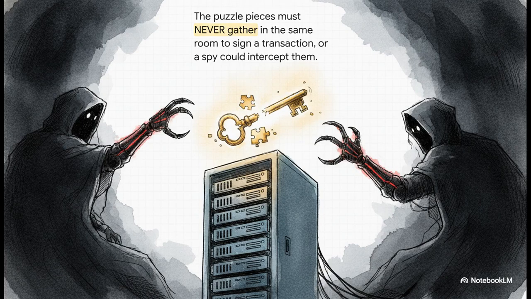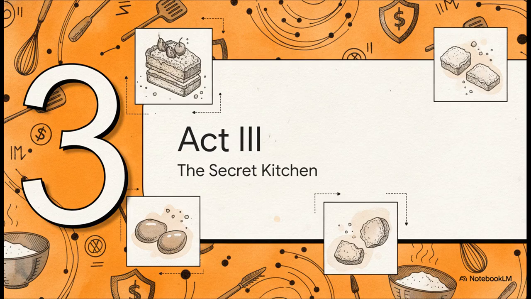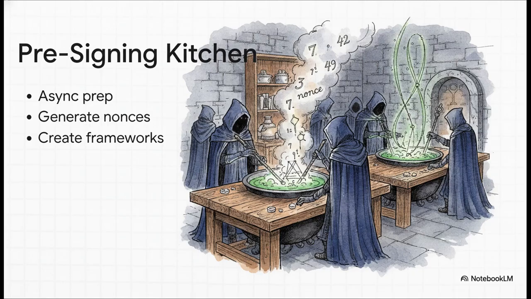Therefore, the key had to somehow be used to sign a transaction without ever actually being assembled in one place. And this brilliantly illustrates our next step, Act 3, the secret kitchen. I mean, how do you bake a cake without ever putting all the ingredients in the same bowl? To sign a Bitcoin transaction without bringing the key pieces together, the guardians have to do a massive amount of complex, collaborative math. If they waited until a transaction actually arrived to start calculating, the network would just grind to a halt. It would be painfully slow.